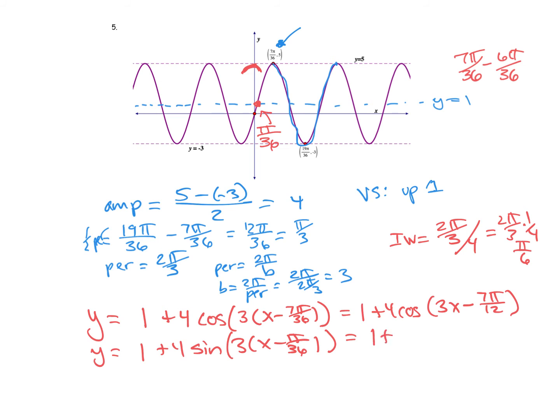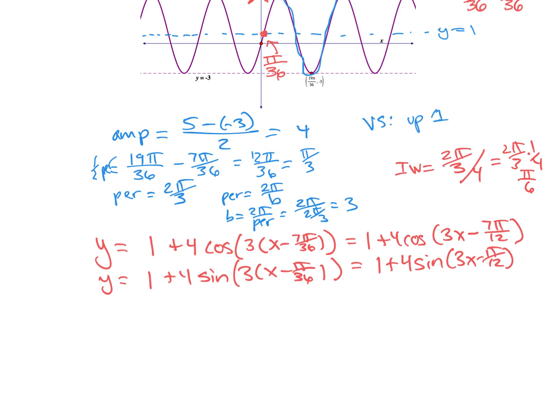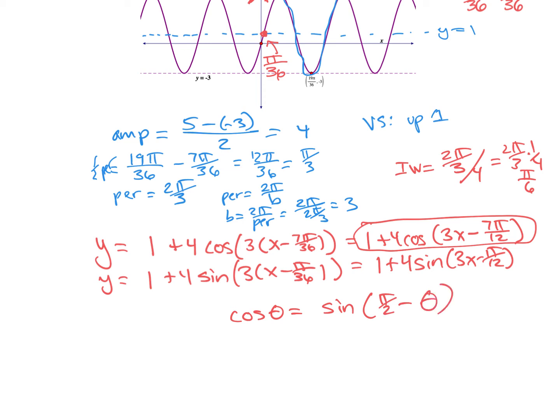And I could, again, distribute that 3 inside the sine function, so 4 sine 3x minus pi over 12. So say you didn't want to do that, or say it was hard to find one of the angles on the midline, I could go back to this cosine function that I have here. And another thing, we know the relationship between sine and cosine is that cosine of theta equals sine of 90 minus theta, or pi over 2 minus theta if we're talking about radians.